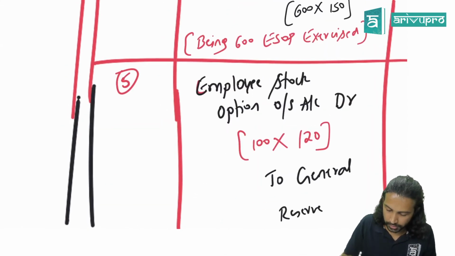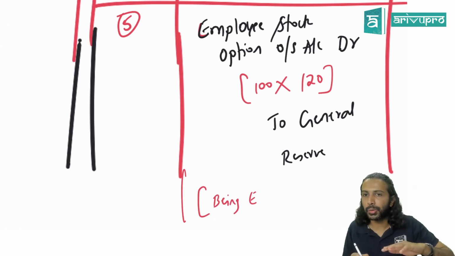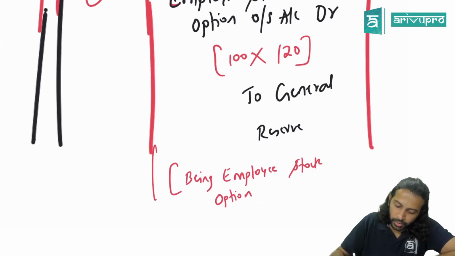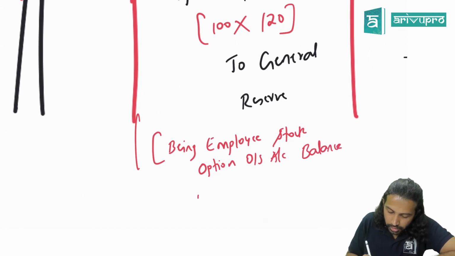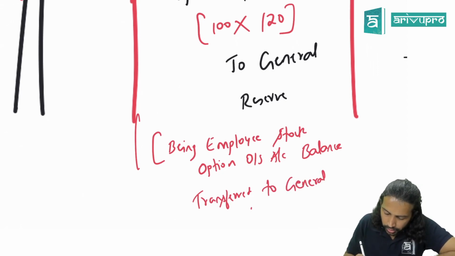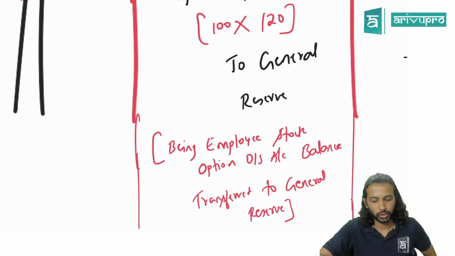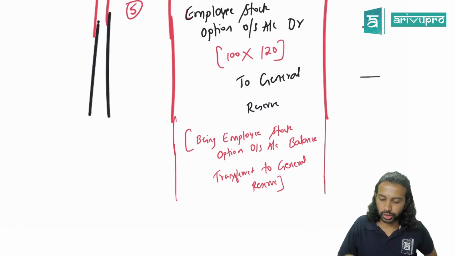Okay, last entry is what? Being employee stock option outstanding account balance transferred to P&L or transferred, or you can just stop at transferred also. Transferred to general reserve. Or also you can write being 100 options lapsed. That way also you can present the narration. Either way, it's okay. Understood the question now?